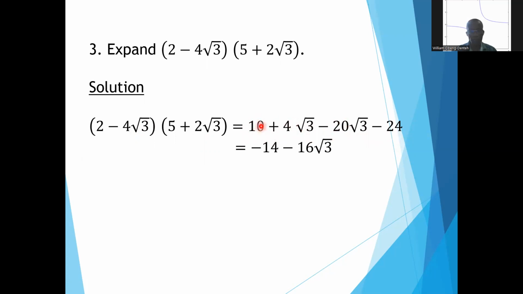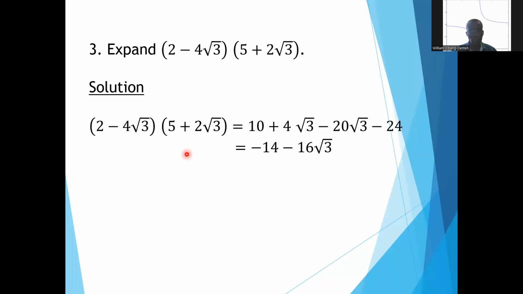So we have our positive 10 and negative 24. So we'll get negative 14 for this and that. And when we come, we have 4 root 3 and negative 20 root 3. So they are like terms. So this 4 will clear that, and then we'll get 16 root 3. And so that is how we expand this one.